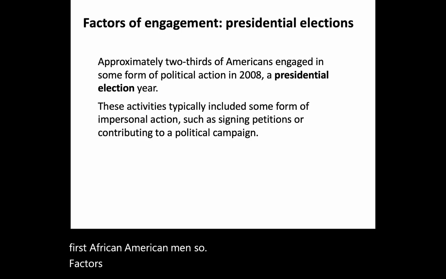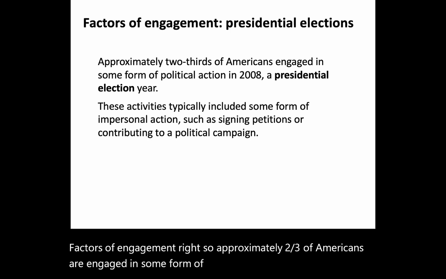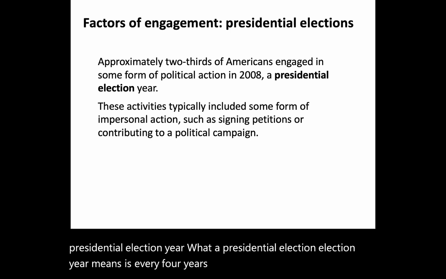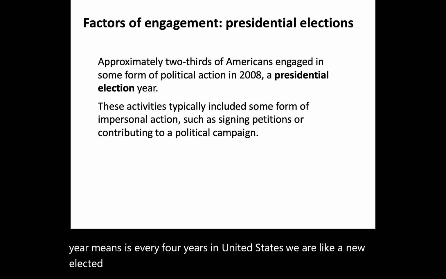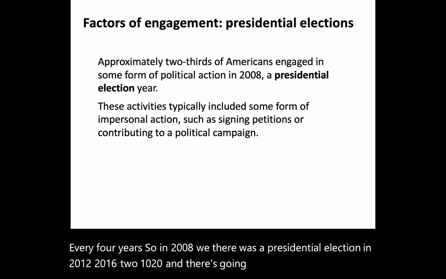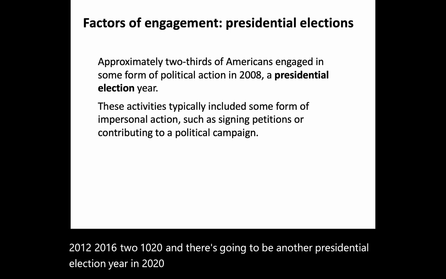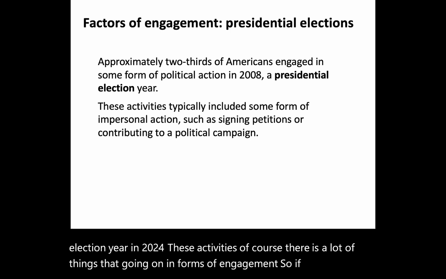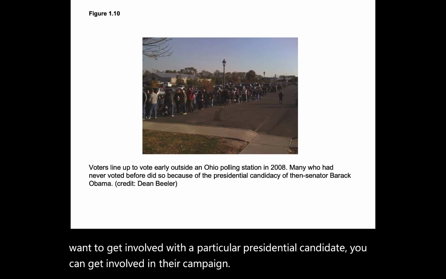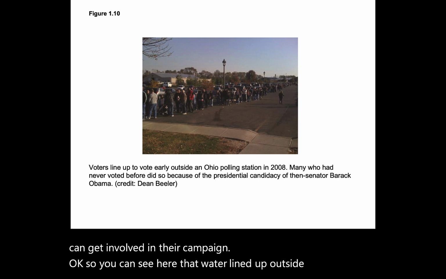Factors of engagement, right? Approximately two-thirds of Americans were engaged in some form of political action in 2018. What a presidential election year means is that every 4 years in the United States we elect a president. So in 2008 there was a presidential election, then in 2012, 2016, 2020, and there's going to be another presidential election year in 2024. There are a lot of forms of engagement. If you want to get involved with a particular presidential candidate, you can get involved in their campaign. As you can see here, voters lined up outside a polling station in 2008.